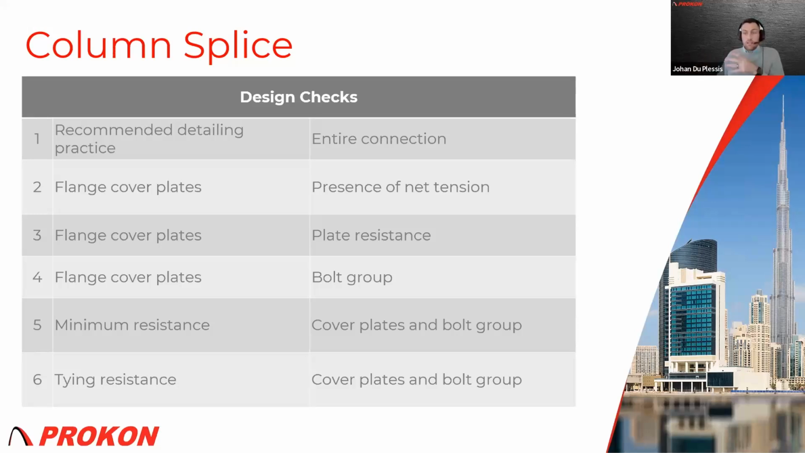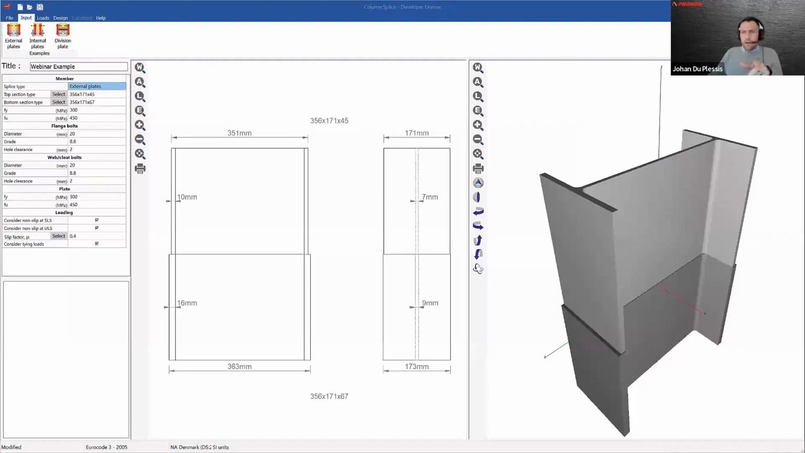And then lastly is the tying loads. That's where, in the presence of a tying load, all other loads are neglected, and there's just a pure tensile load on the columns, and the connection, both the plates and the bolt group, must be able to resist that tying load. You can turn that on or off if you want, but a lot of building codes require that you check the tying loads. Right, so that brings us to the demo, and we're going to do just a quick demo of this module.